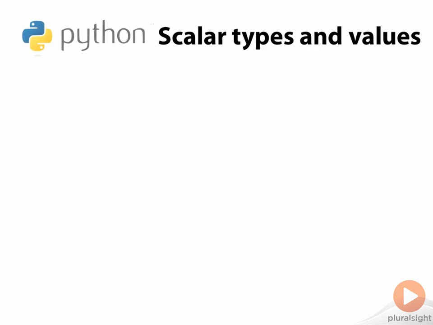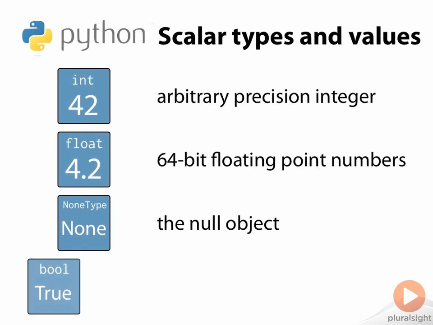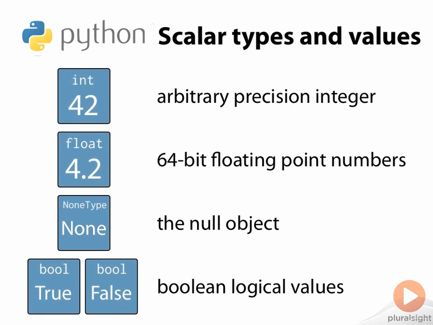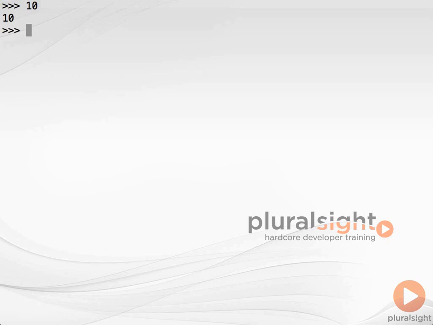In this section we'll cover the basic scalar built-in types: int, float, None, and bool. We'll provide basic information about these now, showing their literal forms and how to create them. We've already seen quite a lot of Python integers in action. Python integers are signed and have, for all practical purposes, unlimited precision.